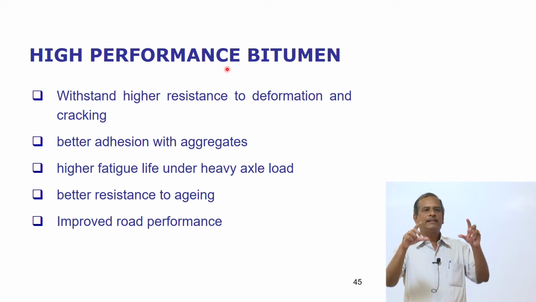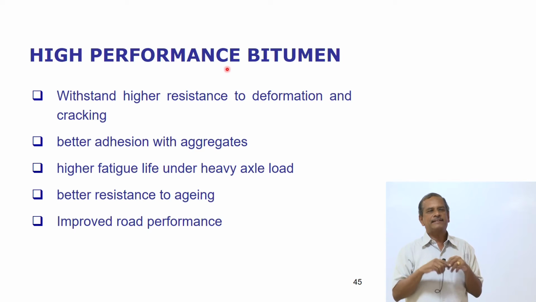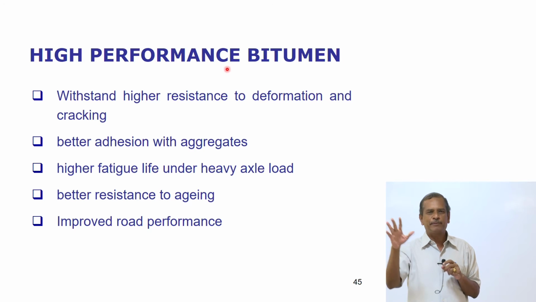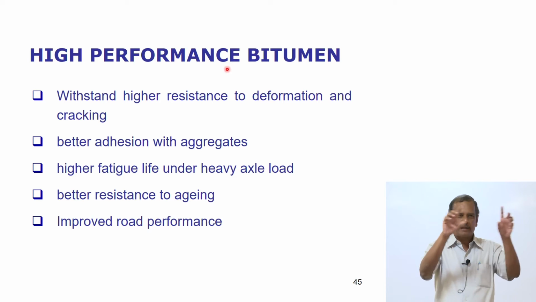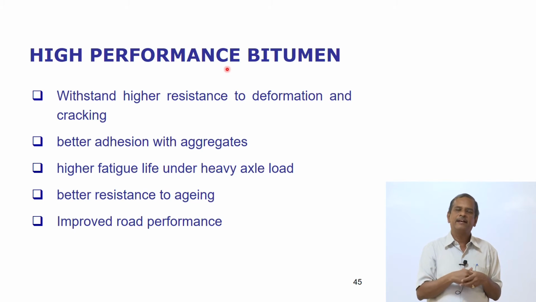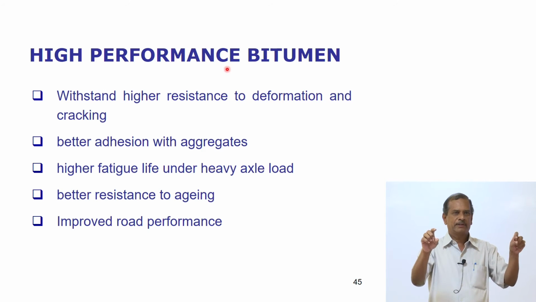Normally, we use bitumen in the top layers. It's called asphalt in America, it's called bitumen in British. Since we follow British terminology, we call it bitumen. So this bitumen, when used in a top layer, it has to withstand a high resistance to deformation and a repeated application of loads. It should not rut, it should not crack.